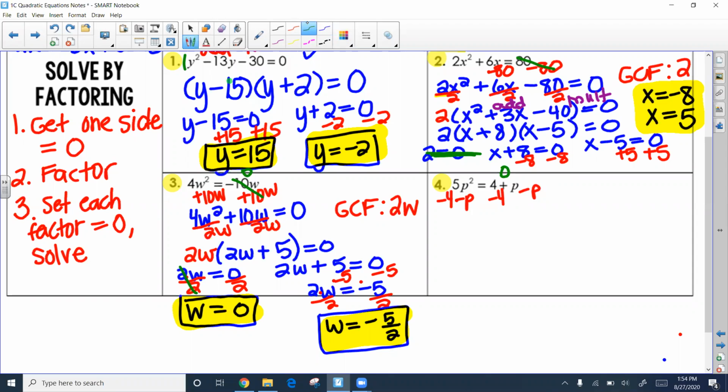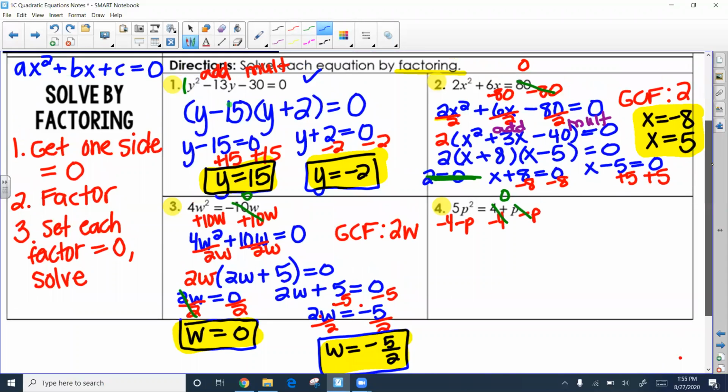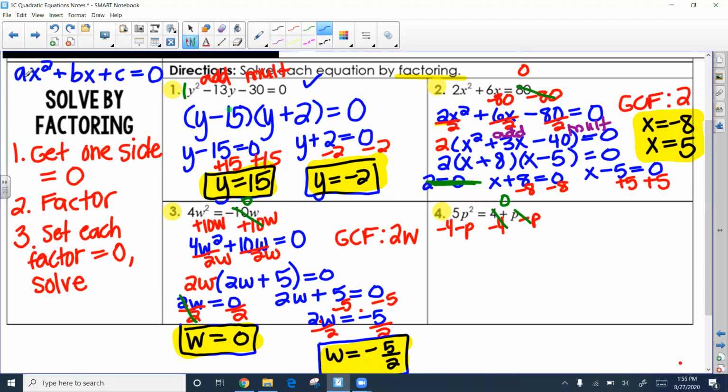Okay, so the right side now is equal to 0. Now, one thing I want to point out on the left side, when you write it down, none of these can combine because they're not like terms. But when we write it down, you do want to make sure you write it in order so that it's like this form, ax squared plus bx plus c equals 0. So if I write it in order, it's going to be 5p squared minus p minus 4 equals 0. So pay attention to that to help us with the factoring. Okay, so that's step 1, get one side equal to 0.